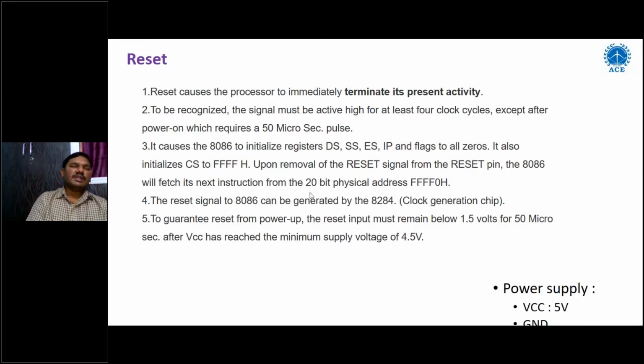And the reset signal. A reset causes the processor to immediately terminate the present activity, and all the registers will be reset from whatever they are executing to 000, and some of the segment registers will also take their original reset values.